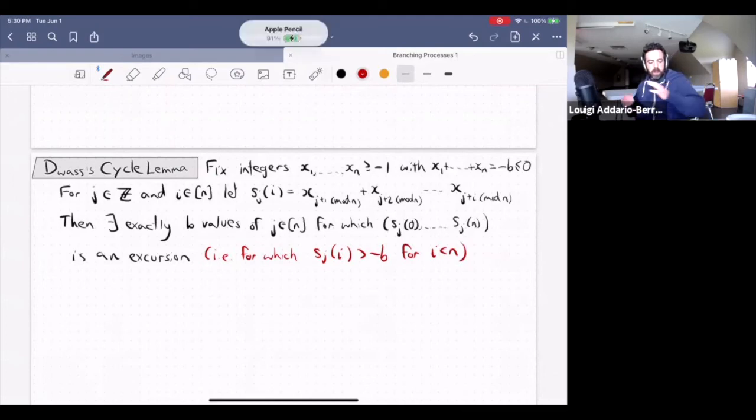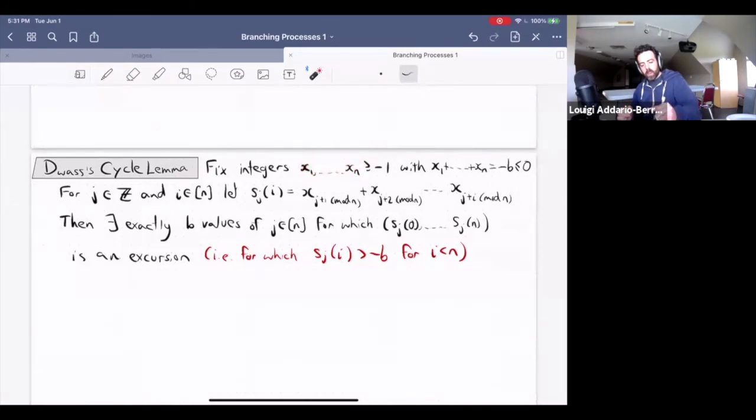Okay. So in particular, for b equals one, the case of trees, this says that if I take all of these possible sequences of partial sums, the one where you just sum these in order, or the one where you move x1 to the end, or the one where you move x1 and x2 to the end, and so on and so forth, there's exactly one of those that actually corresponds to the depth first queue process of a tree, because there's only one that gives you an excursion. Okay, so is the statement of the cycle lemma clear?